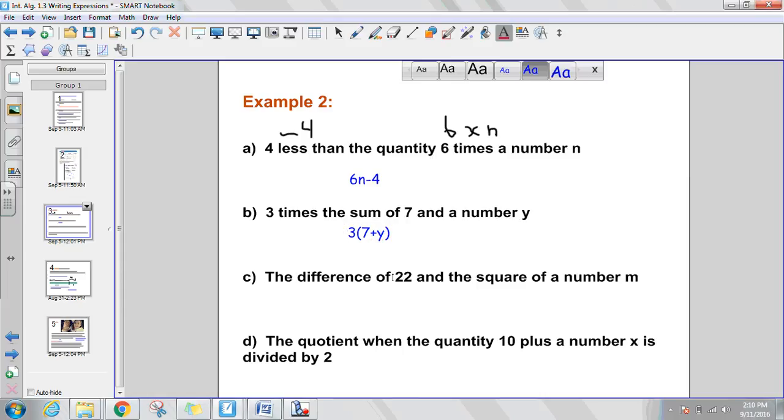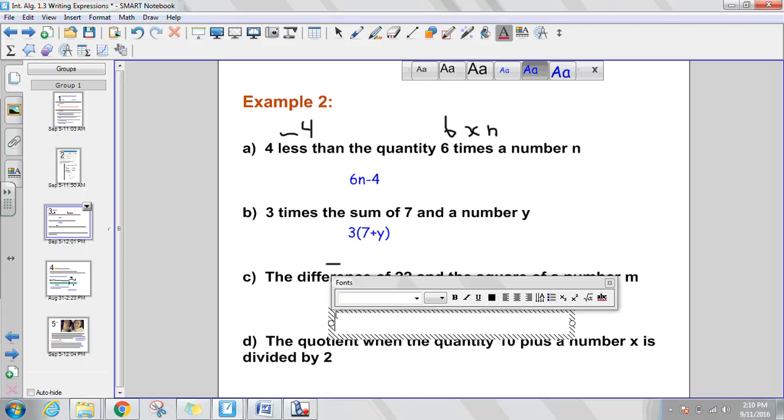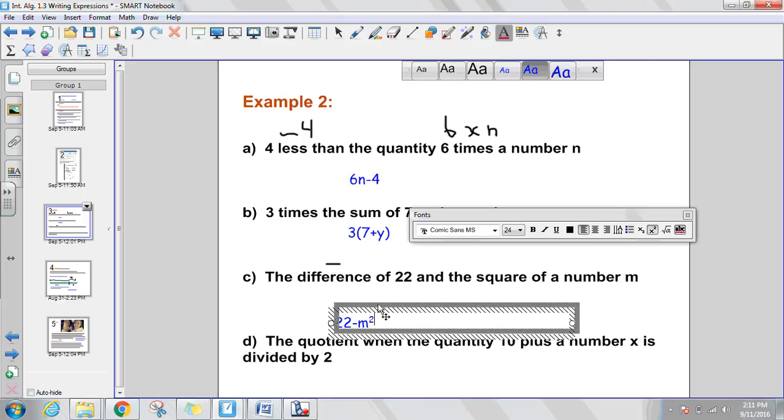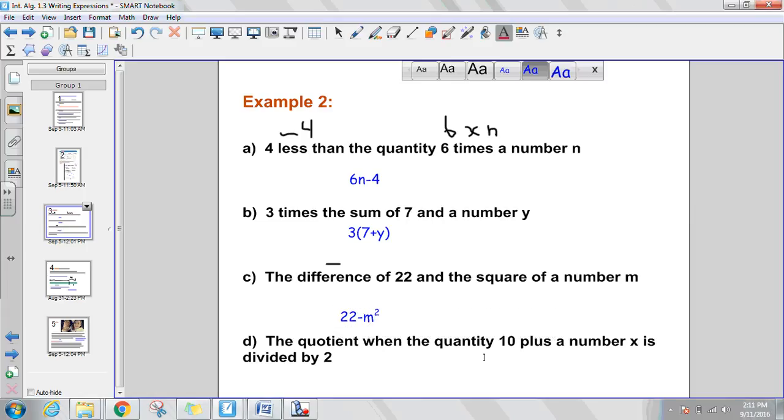For C, we have the difference. Ooh, difference means subtraction. The difference of 22 and the square of a number m. Okay, for this one, we're starting with that 22. We want the difference of 22 and that number. So it's 22 minus, and we're squaring, what are we subtracting? The square of the number m. So we're going to take m squared away from 22. And that's all we have to write.